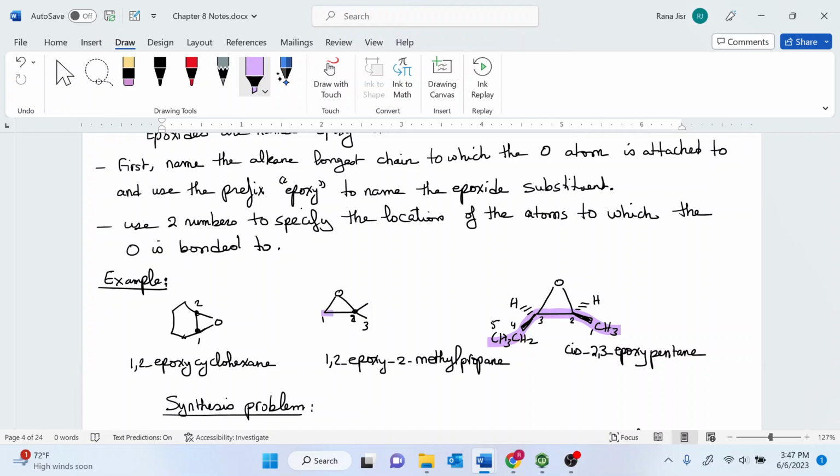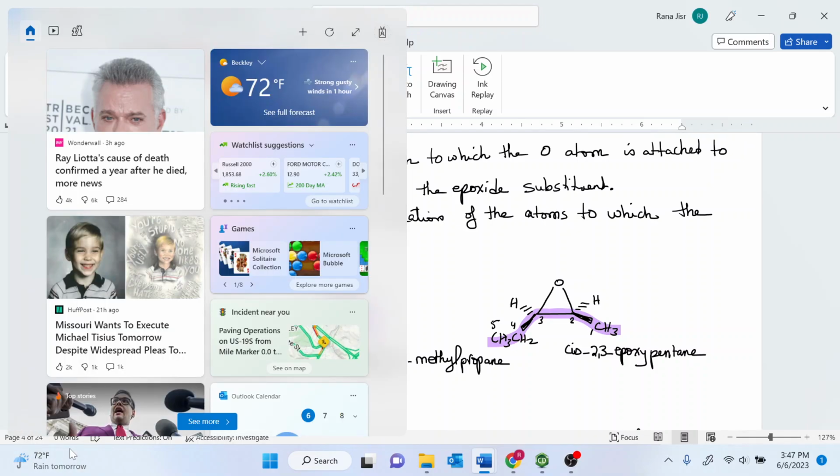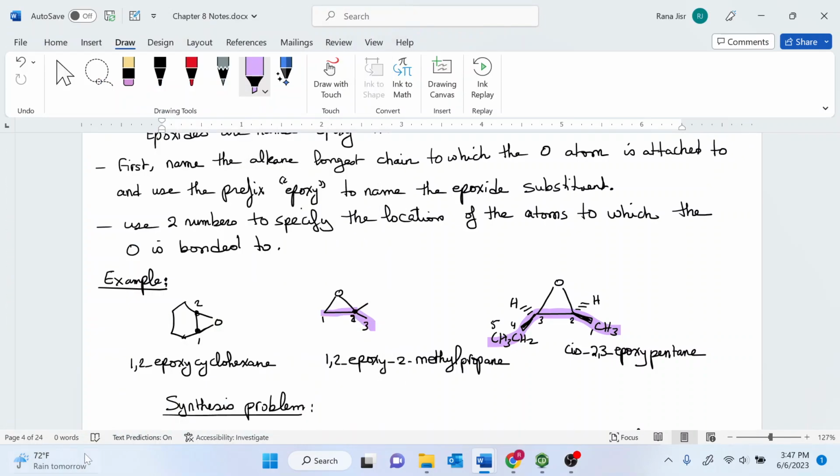Same thing over here. This is where the epoxide is, and you have a CH3 next to it. So this is a chain of 3 carbons, and the epoxide is between carbons 1 and 2. So in this case, this is going to be 1,2-epoxy, and it's going to have a substituent which is a methyl. So name the methyl, and then the ending is going to be propane.